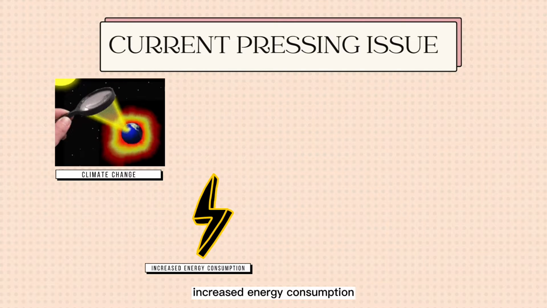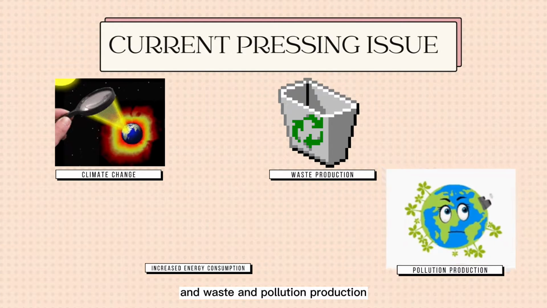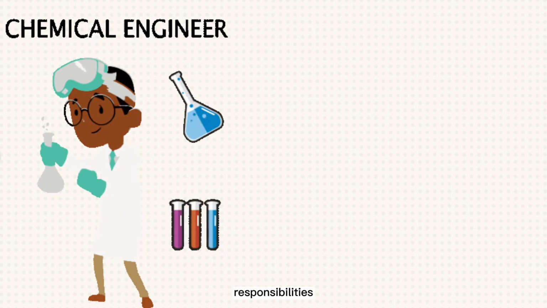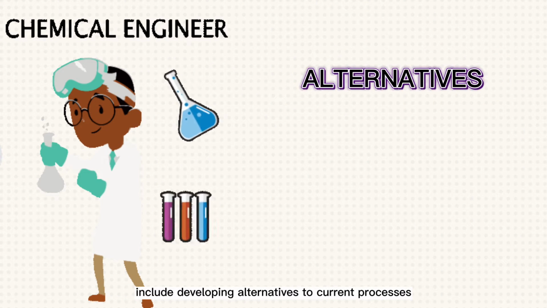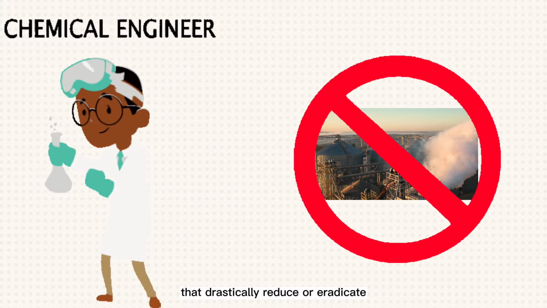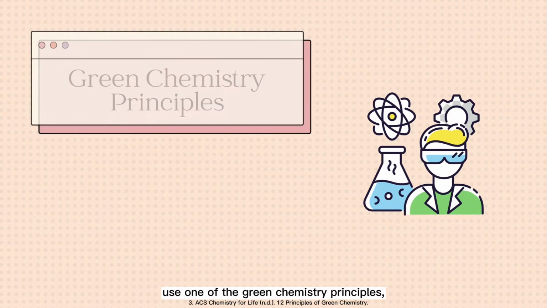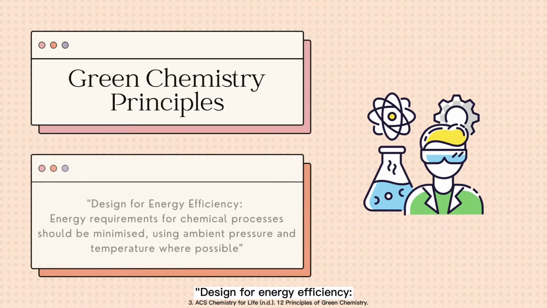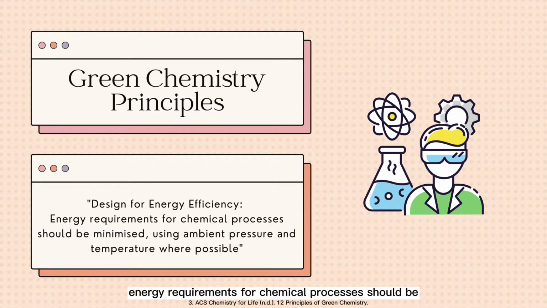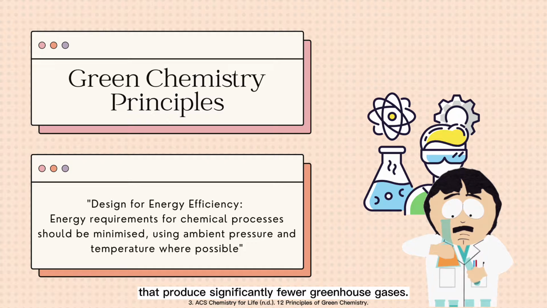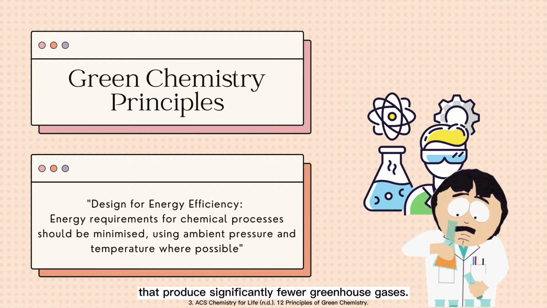Climate change, increased energy consumption, and waste and pollution production are currently the most pressing issues. Chemical engineers' responsibilities include developing alternatives to current processes that drastically reduce or eradicate greenhouse gas emissions while improving resource and energy efficiency. First, chemical engineers use one of the green chemistry principles, design for energy efficiency. Energy requirements for chemical processes should be minimized, using ambient pressure and temperature where possible, to design chemical processes and equipment that produce significantly fewer greenhouse gases.